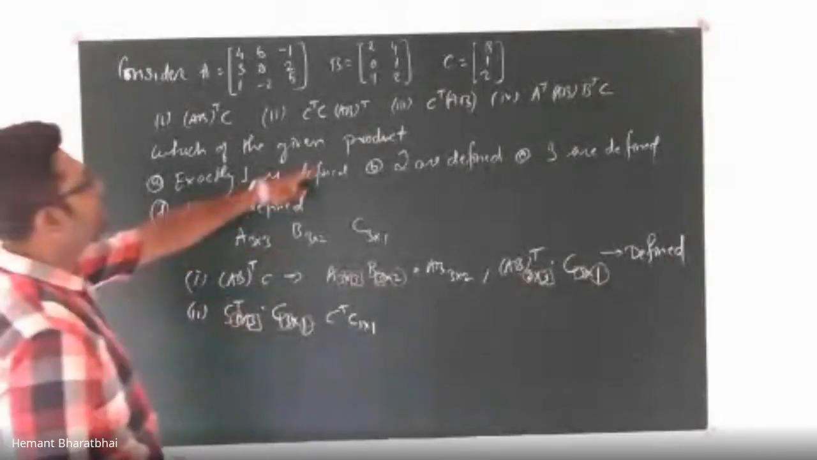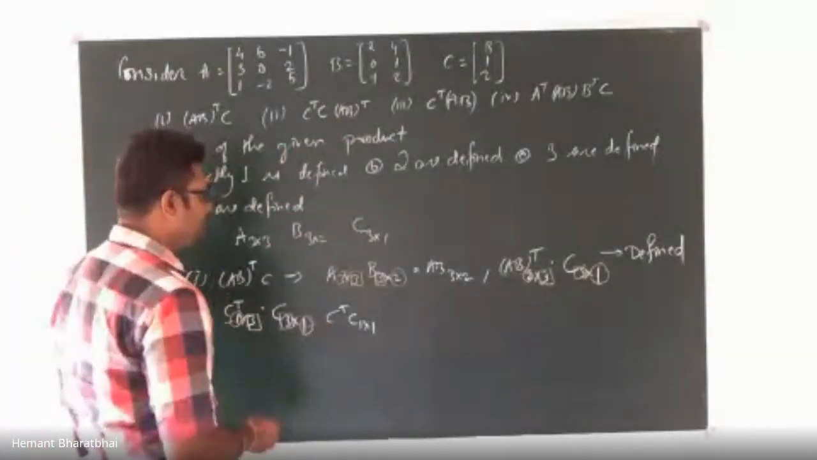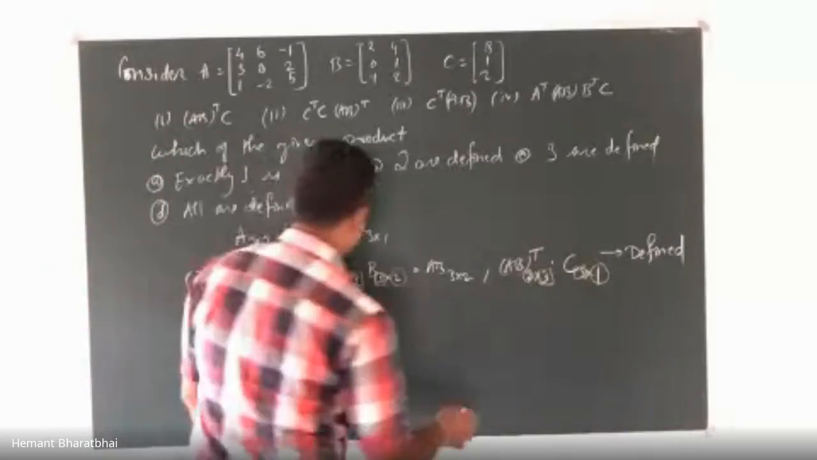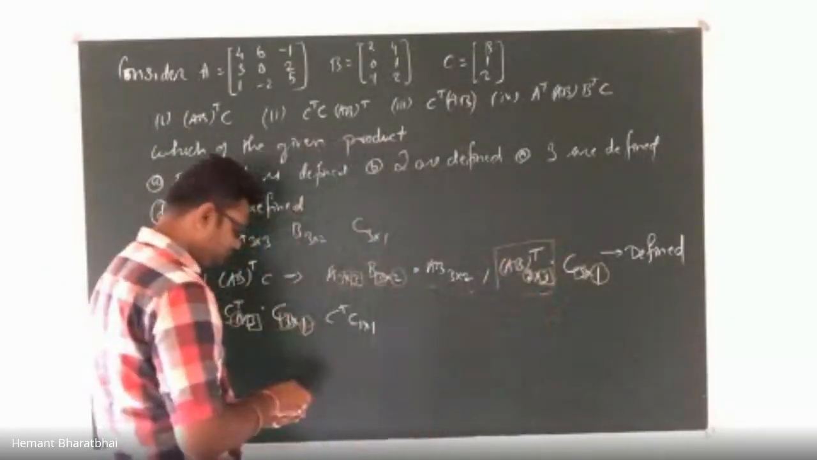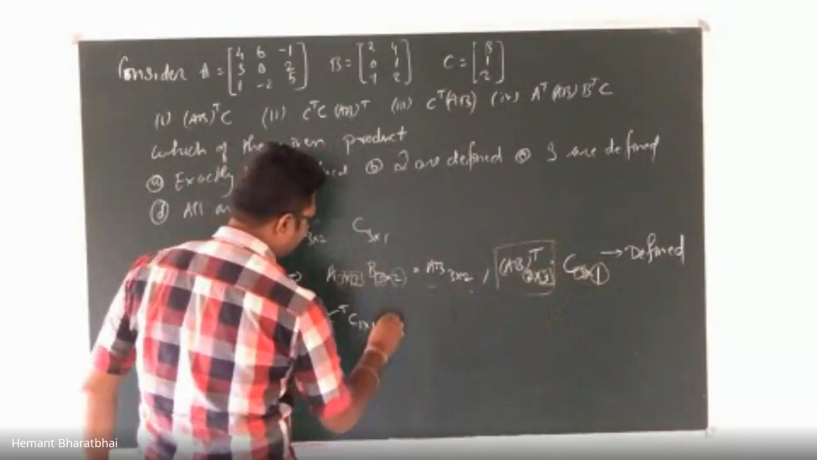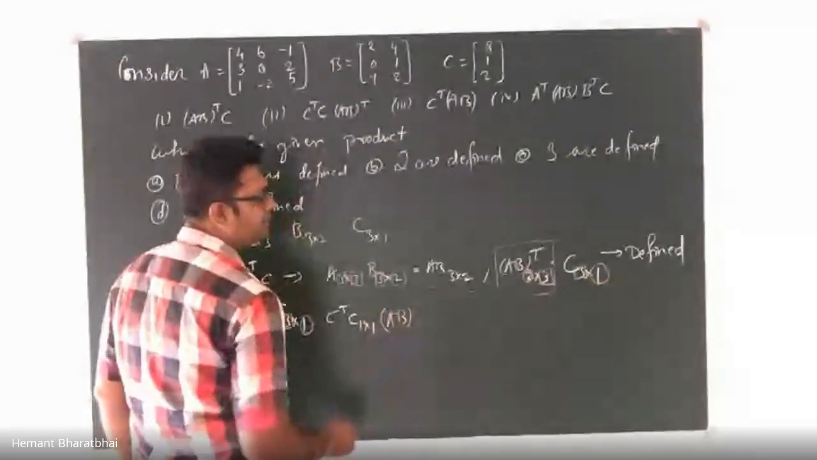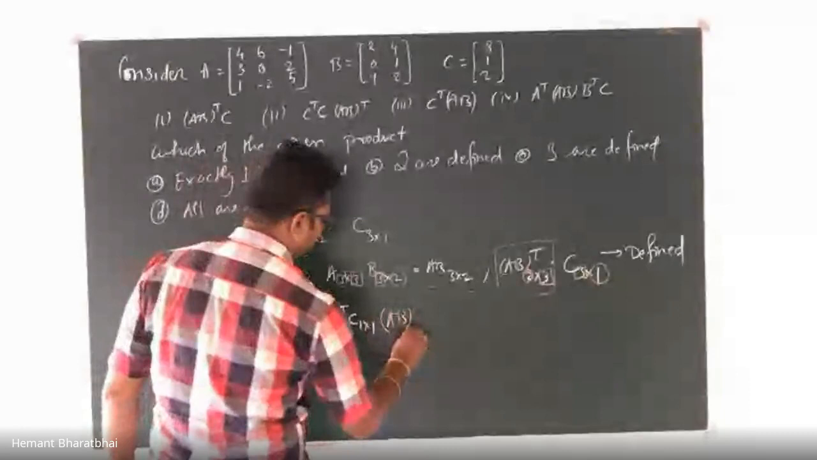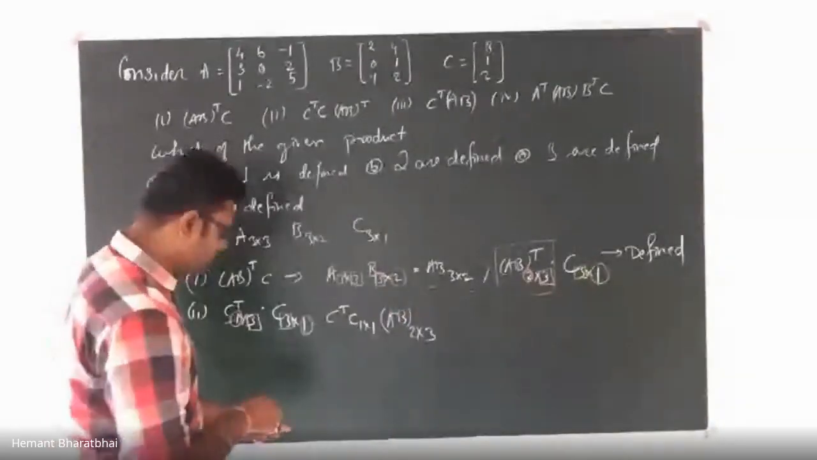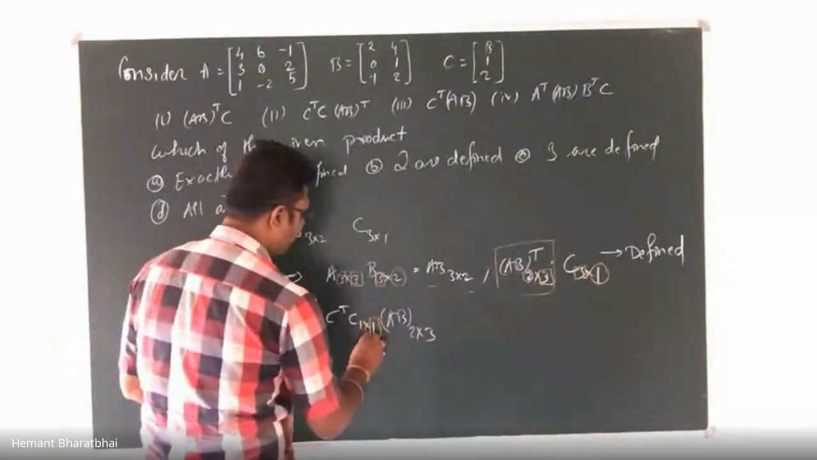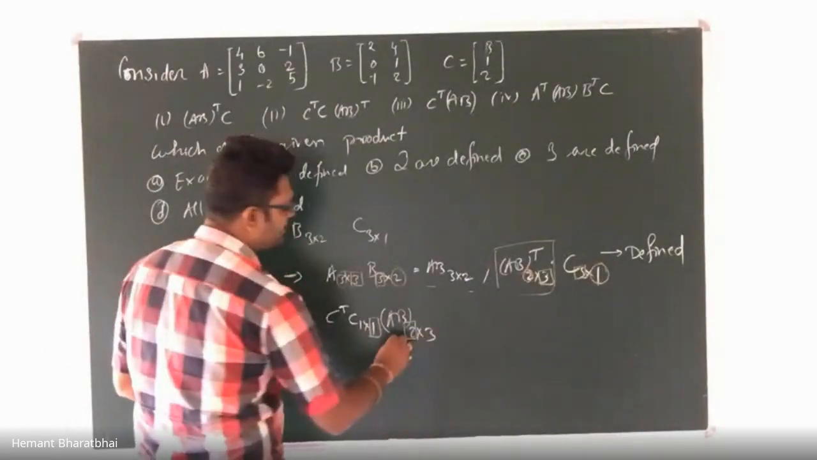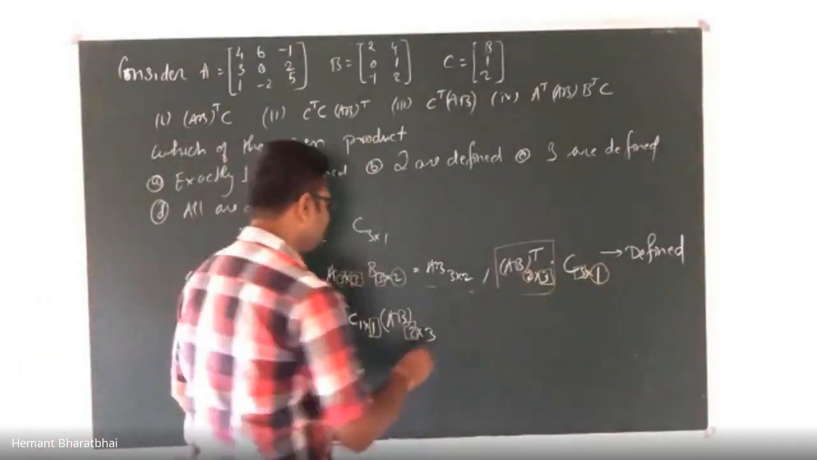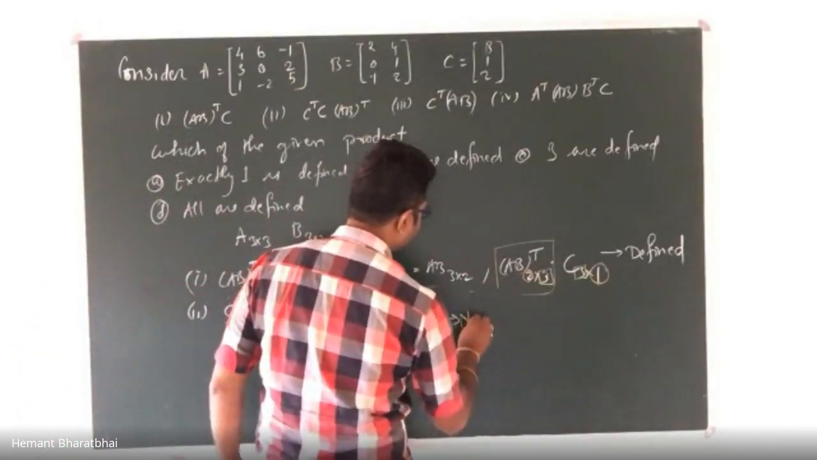Next, AB transpose. We have already found the order of (AB) transpose, which is 2 by 3. If we multiply it with matrix AB, whose order is 2 by 3, the number of columns of the first should equal the number of rows of the second, which is not the case. Here I am getting 3 and here 2. This is not defined.